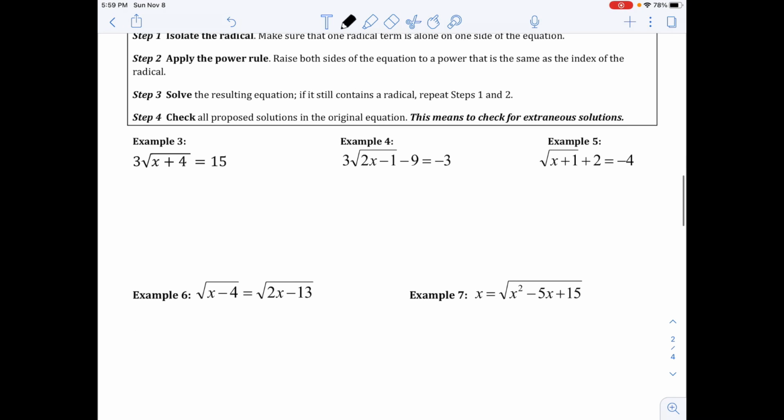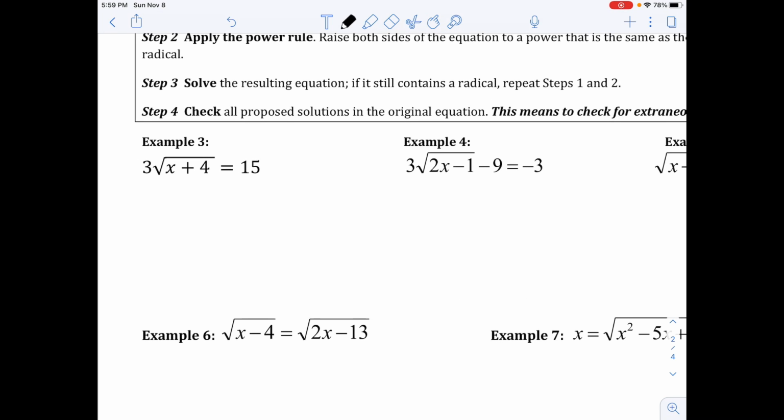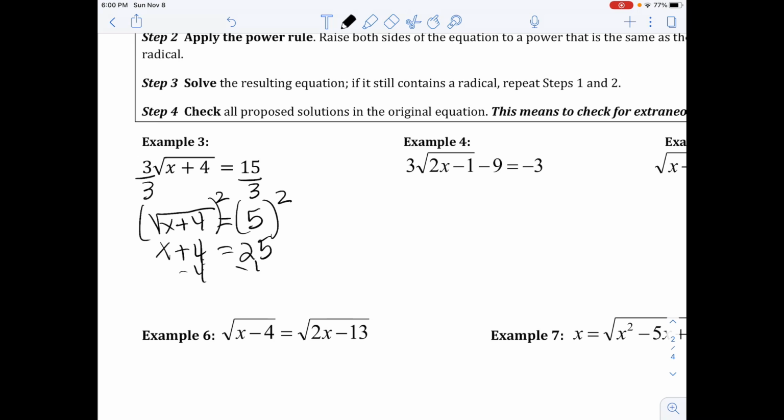All right, so for example 3, first thing you're going to want to do is isolate the radical. So divide by 3, divide by 3. So we're going to get the square root of x plus 4 equals 5. So now we've isolated the radical. You can see the radical is all by itself. So now I'm going to square both sides to undo the square root on the left side. We end up with x plus 4. On the right side, we end up with 25. Solving, subtract 4, x equals 21.